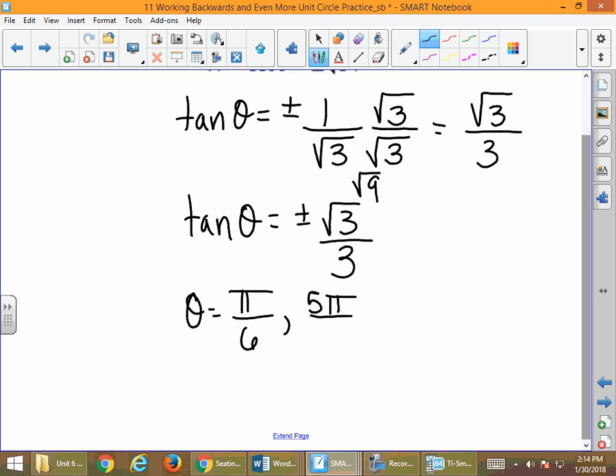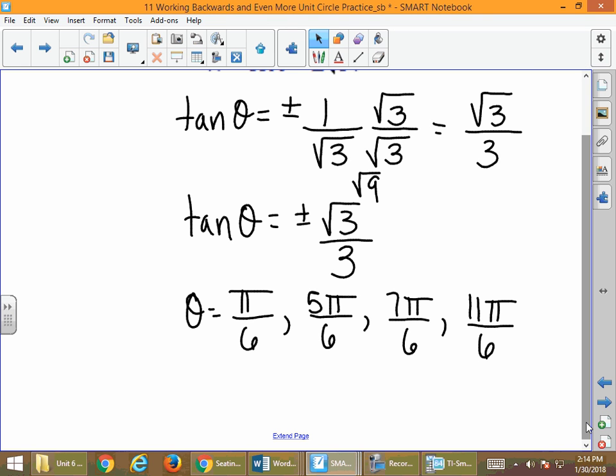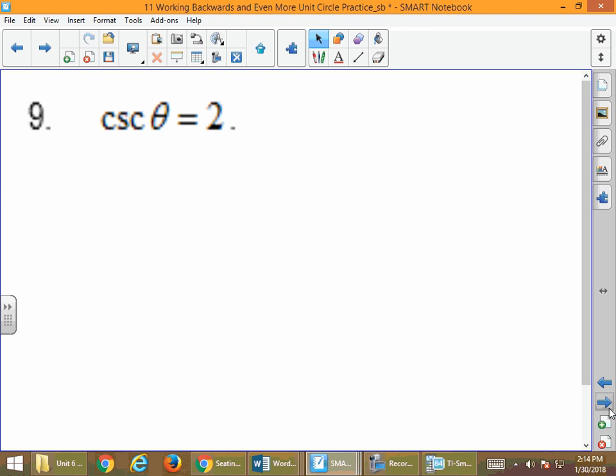And then in the second quadrant, it would be 5 pi over 6. They're all going to be pi over 6 angles: 7 pi over 6, and then 11 pi over 6. So we really need to think about the ordered pairs, knowing a little bit about the values of tangent, and then we can apply them to our other functions.